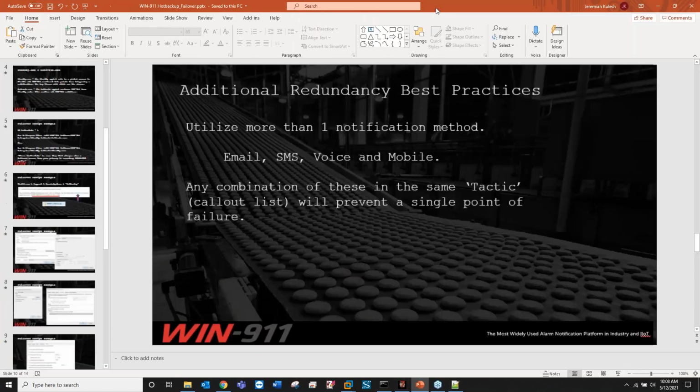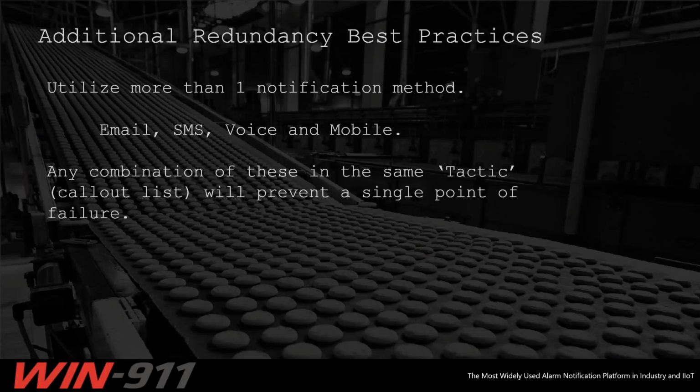All right, so one other quick note here. We'll finish this up. On the topic of just additional redundancy best practices, this is on one WIN-911 system here. You just want to make sure you utilize more than one notification method, right? So this has nothing to do with the failover scripting or the second system, but in general, for redundancy, you have the option to use email, SMS, voice calls, and the mobile app. So any combination of these on the same tactic, that call out list of your people, that's going to prevent a single point of failure. So don't just use email, because if your SMTP server goes down, then everyone's missing out on notifications.